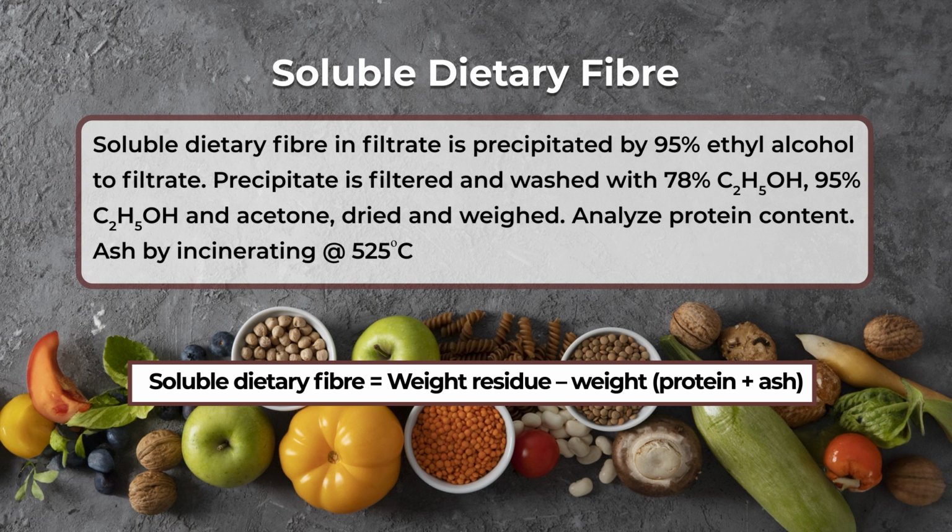See this, I just told you, soluble dietary fiber is obtained by putting these enzymes in to hydrolyze them. So the weight of the residue minus the weight of protein and ash, after all that solubilization is done, is soluble dietary fiber. Crude fiber is what remains after gelatinization with all the enzymes and after all treatments; whatever fiber is remaining is your crude fiber.